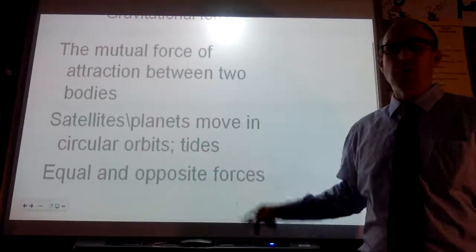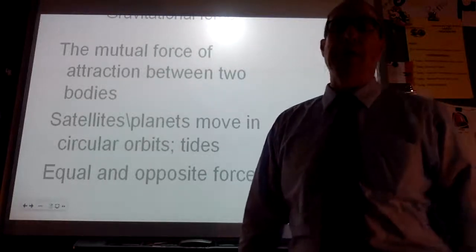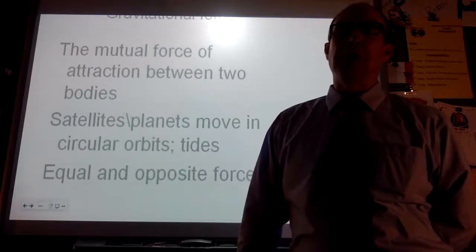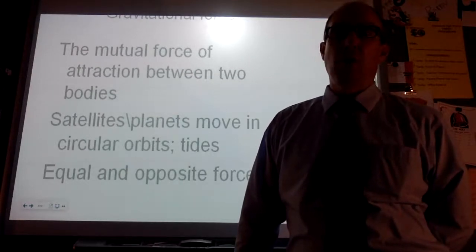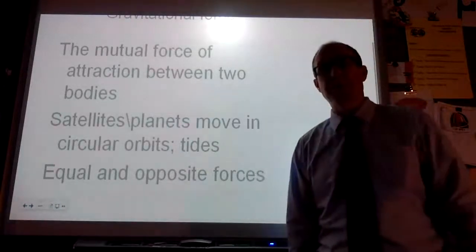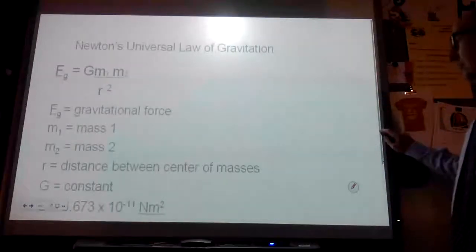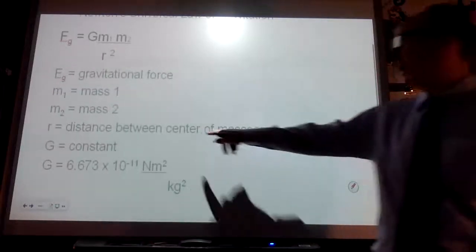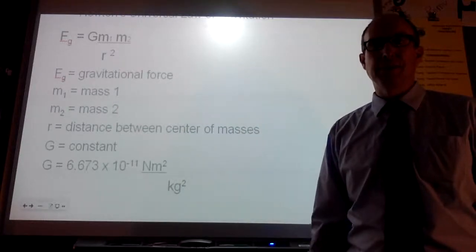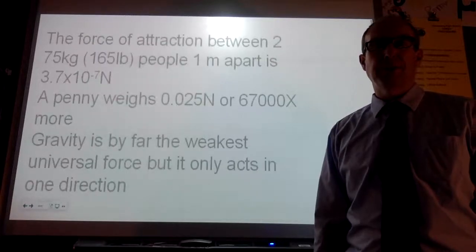So these are going to be equal and opposite forces. So the Earth is going to pull on the moon as much as the moon pulls on the Earth. The Earth's going to pull on me as much as I pull on the Earth. Why are they not affected equally? Because their masses are so different. And we'll get into center of masses in a later thing. But yeah, it's the distance between the center of masses that is going to be our distance.